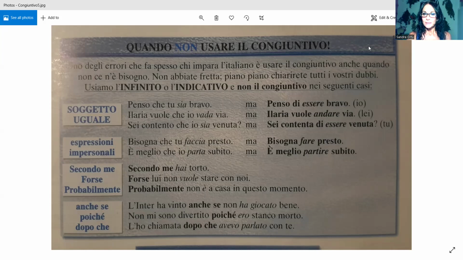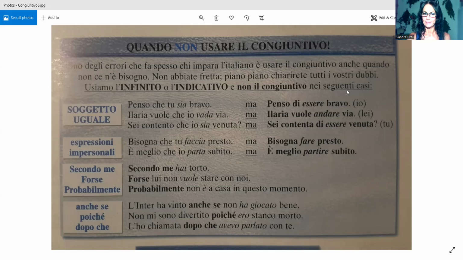Uno degli errori che fa spesso chi impara l'italiano è usare il congiuntivo anche quando non ce n'è bisogno. So one of the mistakes that those who learn Italian often make is to use subjunctive even when there is no need to.